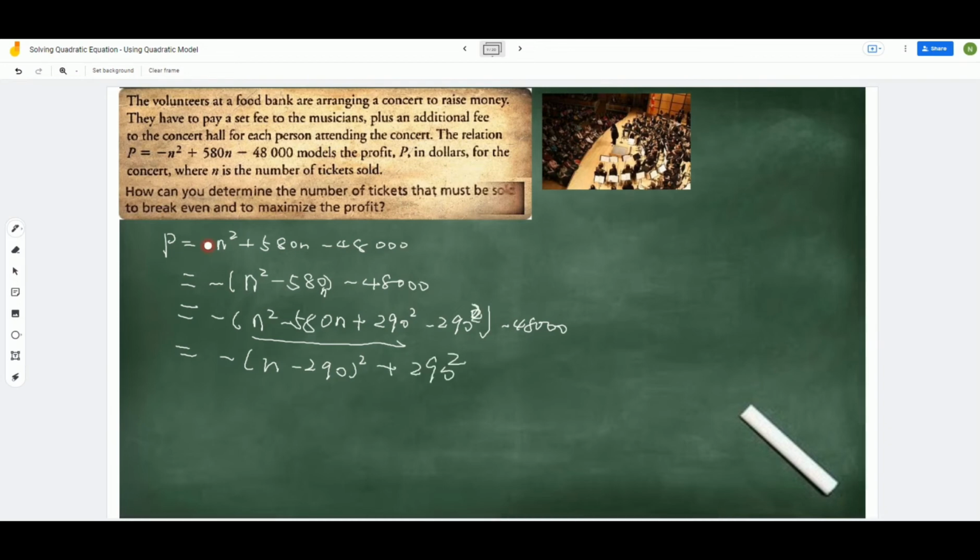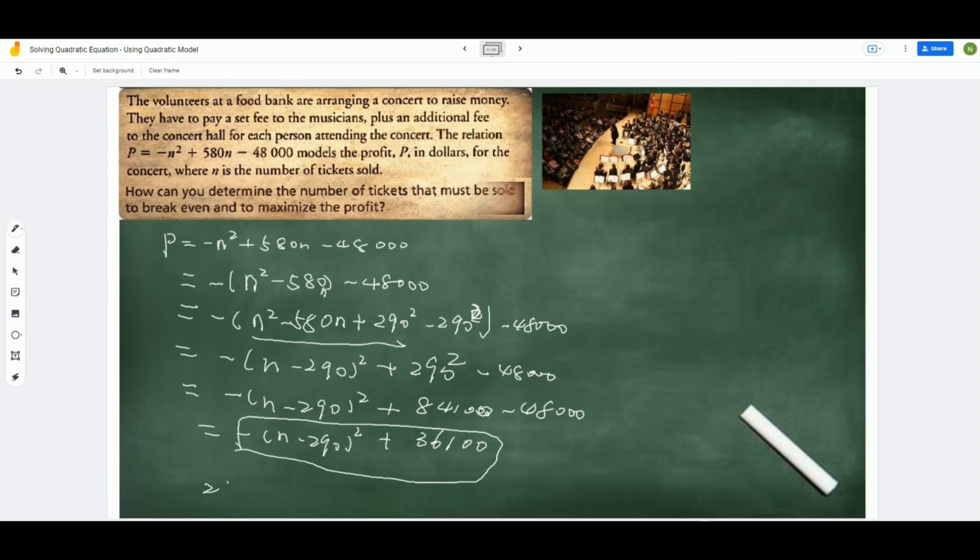Then minus 290 squared, which is 84,100. I already used the calculator to determine it. So we have negative, n minus 290 squared, plus 84,100 minus 48,000, which equals 36,100. This is the vertex form, so the vertex is (290, 36,100). The volunteers have to sell 290 tickets to earn the maximum profit.